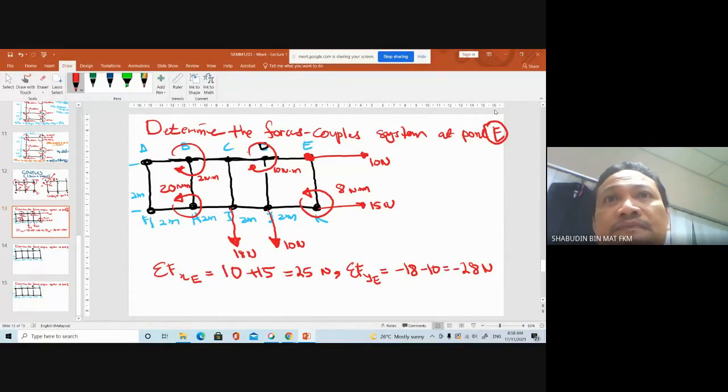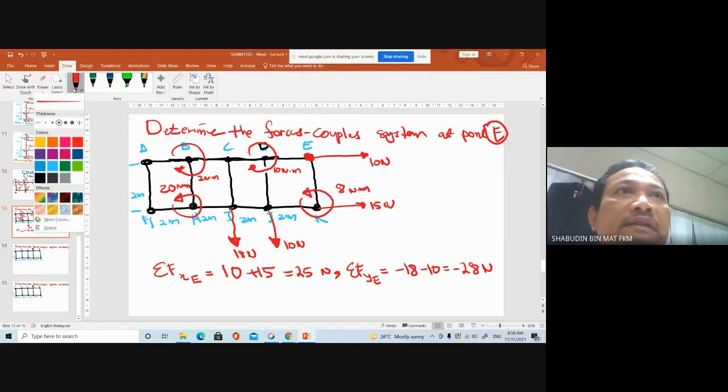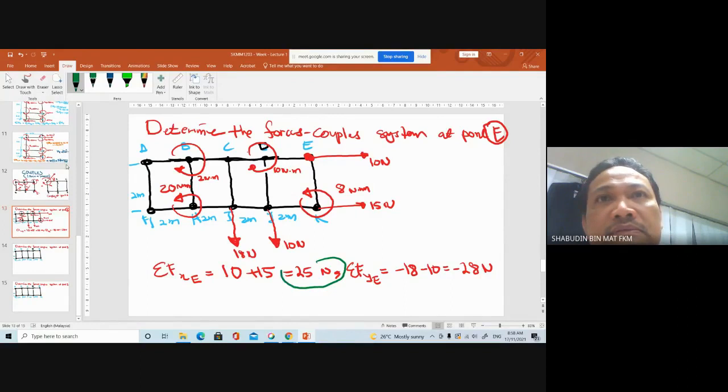Sum of the forces at point E. So in X, the sum of the forces in X is 25. Sum of force in Y is negative 28.